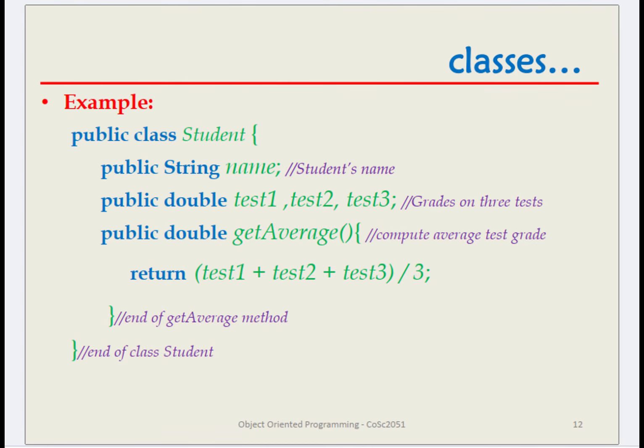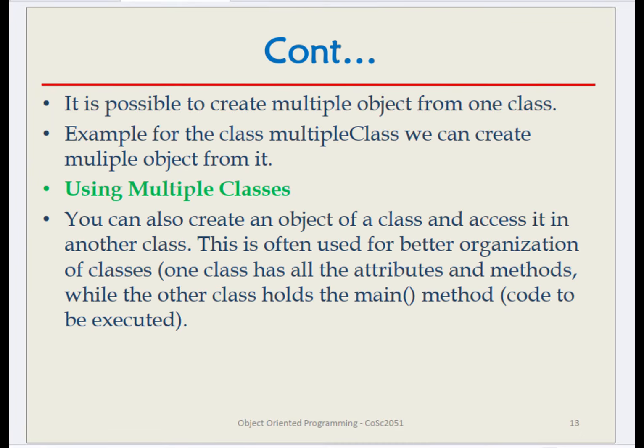It is possible to create multiple objects from one class. For example, for the class Multiple, we can create multiple objects from it. Using multiple classes, you can also create an object of a class and access it in another class. This is often used for better organization of classes. One class has all the attributes and methods, while the other class holds the main method, the code to be executed.